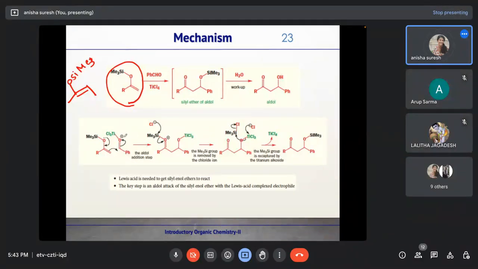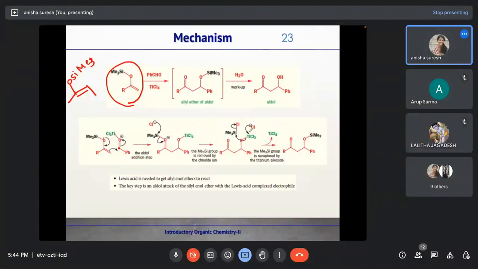TiCl4 will coordinate with the benzaldehyde, making this carbon more electrophilic. Now this lone pair of oxygen will fall down, and this carbon-carbon double bond will attack this electrophilic carbon, pushing electron density to neutralize this positive charge. So we will get this intermediate. Now the Cl minus removed from TiCl4 will abstract this SiMe3, as it has affinity towards silicon. This bond will break and neutralize the positive charge here.